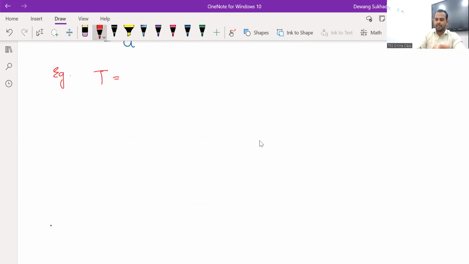Now I will give an example. Let's say there is a variable that is time period. Time period is given by 2 pi root of L by G. So there are two variables, L and G. L is length and G is the acceleration due to gravity. So if I want to find the uncertainty in T, since there is multiplication and division involved, I can take the values and take the fractional uncertainty. And you can see that the square root can also be written as a power of 1 over 2.